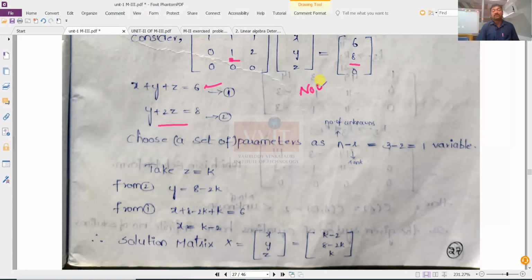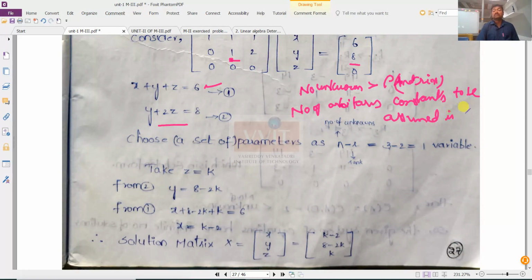If the number of unknowns is greater than the rank of the matrix, then the number of arbitrary constants to be assumed is n minus r. Number of arbitrary constants to be assumed is n minus r.